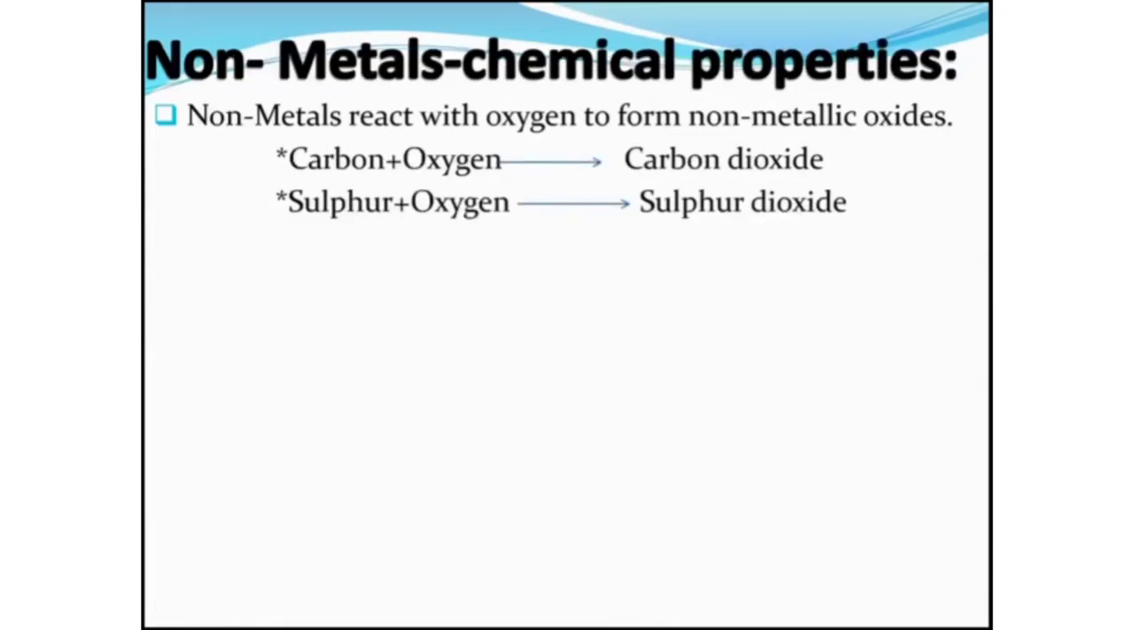Chemical properties of nonmetals. Nonmetals react with oxygen to form nonmetallic oxides. For example, carbon is a nonmetal. It reacts with oxygen to form carbon dioxide. Likewise, sulfur reacts with oxygen to form sulfur dioxide. These are the chemical properties of nonmetals.